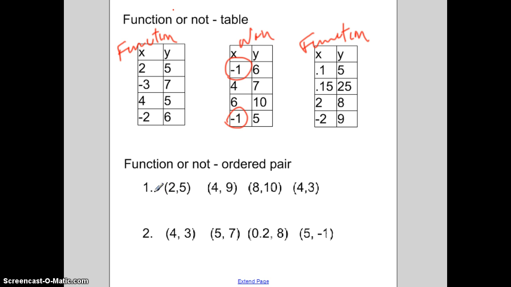And basically the same idea with ordered pairs. I just took these and made an ordered pair. Look and see if the x's repeat. This doesn't repeat, doesn't repeat. Oh, look right here, 4 repeats. This is a non-function. Does a 4 repeat? Nope. Does a 5 repeat? Nope. Oh, there's another 5. This is a non-function. If the x's repeat, it's a non-function. That's all you need to know.